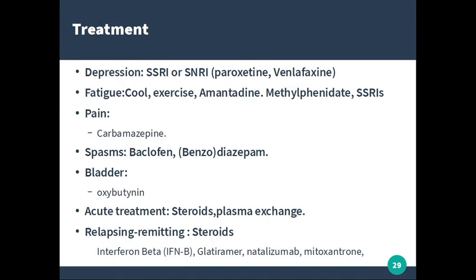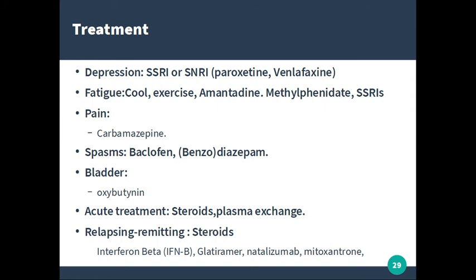Treatment for MS is usually, we have to treat the patient as a whole, therefore we have to treat depression by giving SSRIs or SNRIs, which are serotonin reuptake inhibitors. We can treat the fatigue by exercise, by providing amantadine, methylphenidate, or SSRIs themselves. Pain can be treated by carbamazepine, which is usually used in epilepsy. We can treat the spasms by baclofen, a muscle relaxant, or diazepam or clonazepam. Bladder dysfunction can be treated by oxybutynin.